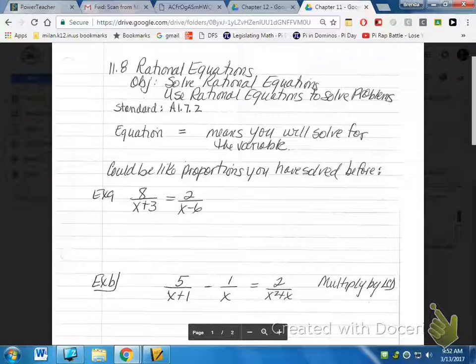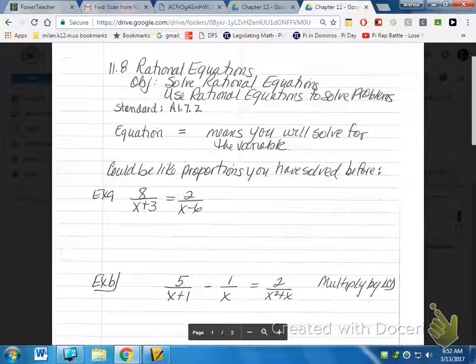So basically you can start off with something that we have already done before. This was something we did in pre-algebra. A rational equation could look just like a proportion, and we've definitely done that. So this first example is showing you something that is called a rational equation, but something we've already done.